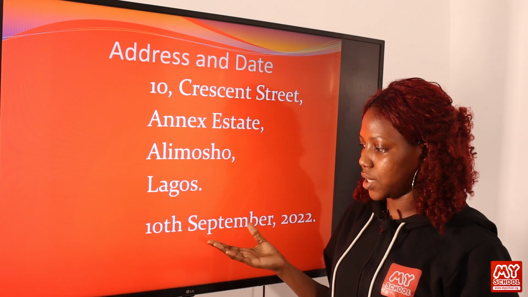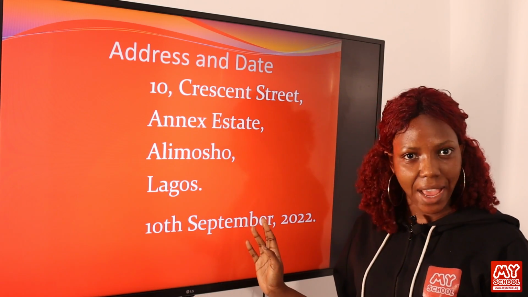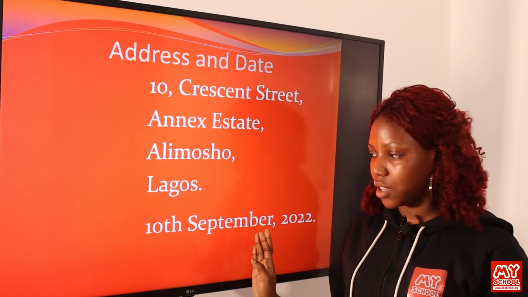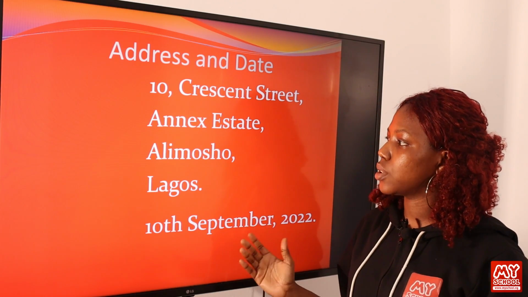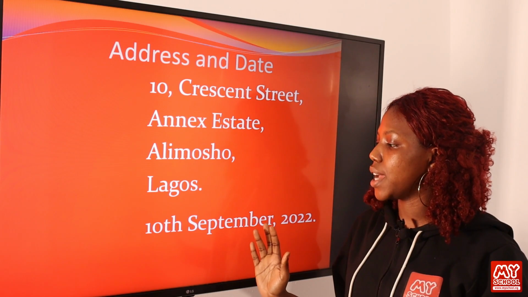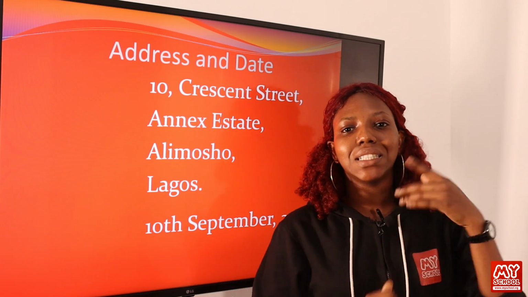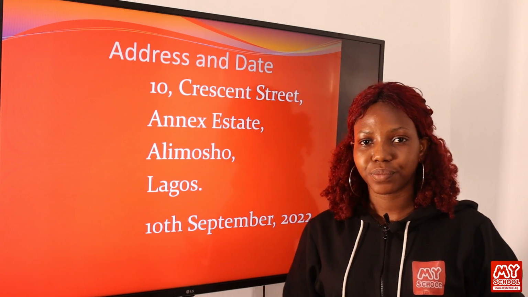Now this is what it looks like. I've selected what I really like. So this is the block form and the date. This is how it should look. It looks very neat, very organized, and you're good to go with this. So let's take a look at the next key feature.